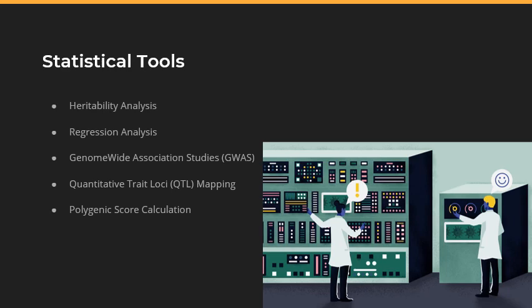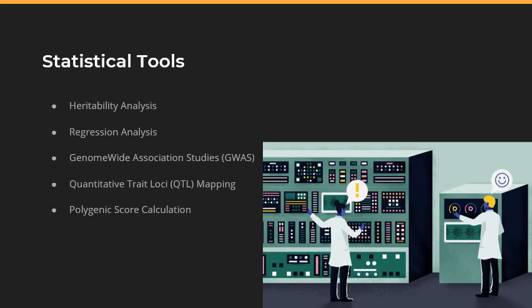Let's move to GWAS, Genome-Wide Association Studies. This is a cutting-edge approach that involves scanning the entire genome to identify genetic variations associated with these complex traits. With the advent of high-throughput genotyping technology, GWAS has revolutionized our ability to pinpoint genetic markers linked to diseases and quantitative traits.